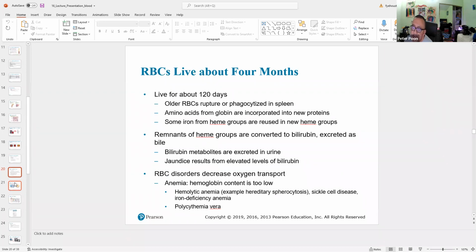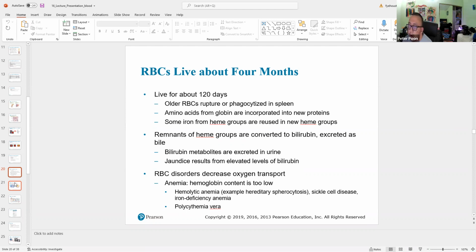Red blood cells live for about four months, exactly 120 days, which is why when you go to the doctor and get an HbA1c test, it tells you your sugar levels for those 120 days, how much glucose is stuck on your red blood cells. After 120 days, the older red blood cells rupture or are phagocytosed in the spleen. They go to the spleen to die. So the spleen is a red blood cell graveyard.